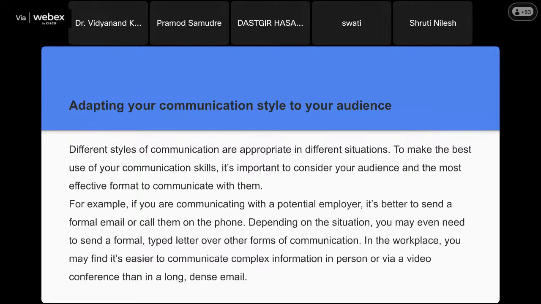After this, you find adapting your communication style to your audience. I think this is one of the very important skills you need to learn, because you can't have the same communication everywhere. As I told you, when you're working in your house and when you're working in the office, the form changes, so there are different styles of communication.